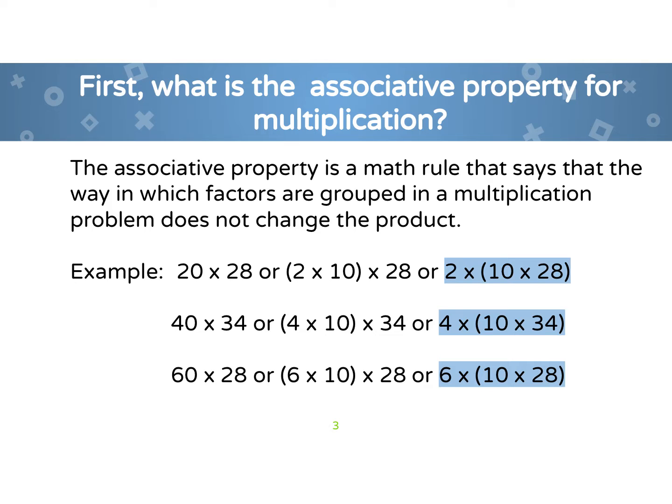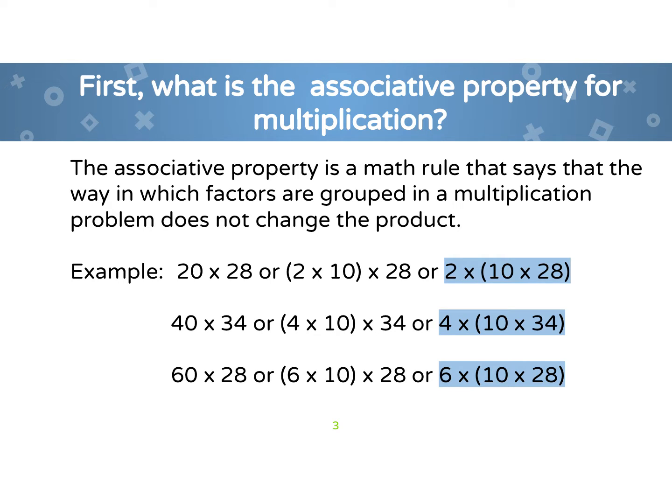Okay, first let's cover what is the associative property for multiplication. Associative. Think about that word. The associative property is a math rule that says that the way in which factors are grouped in a multiplication problem does not change the product, the answer. Remember, the product is the answer. The factors are the numbers you're multiplying.